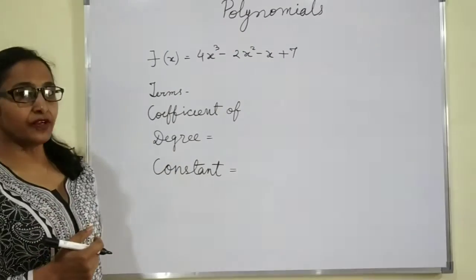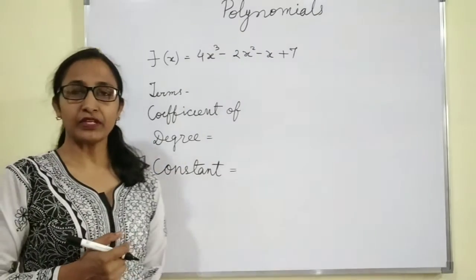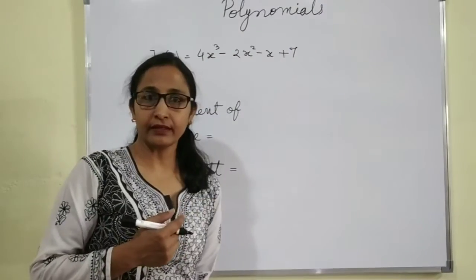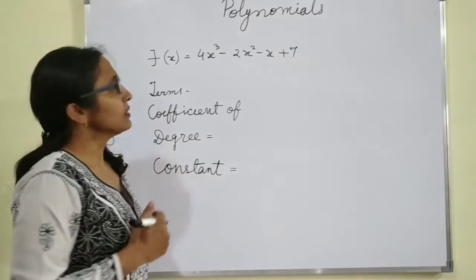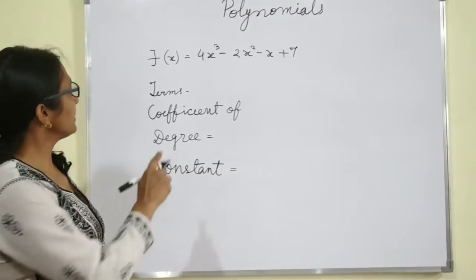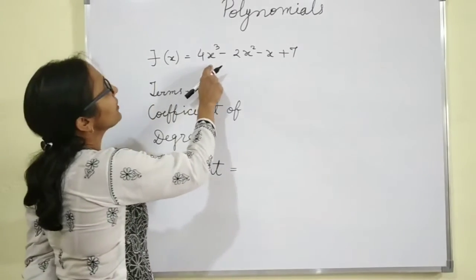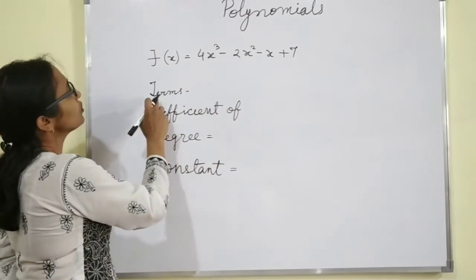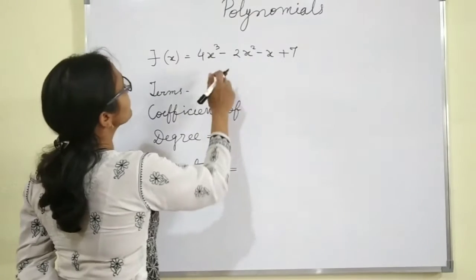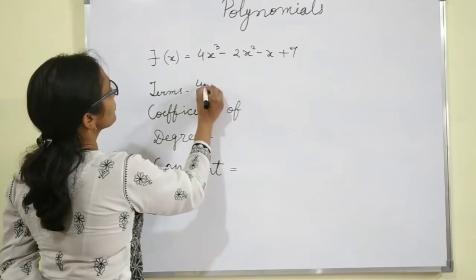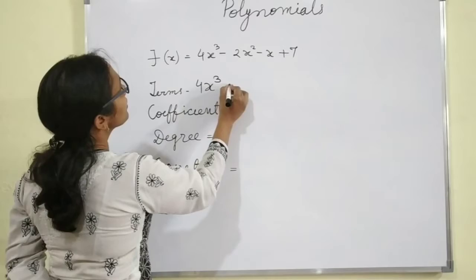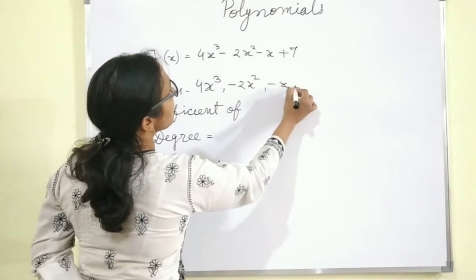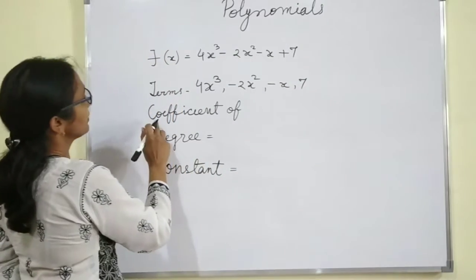In my previous video, I explained the factorization of algebraic expressions, and in this video, I am starting the next chapter, that is polynomials. So, an example is f(x) equals 4x cube minus 2x square minus x plus 7. There are 4 terms in this polynomial. The terms are 4x cube, minus 2x square, minus x, and 7.